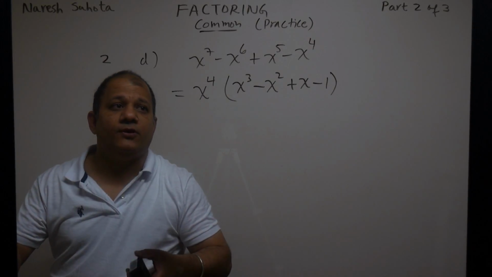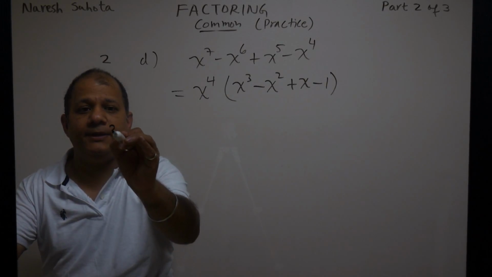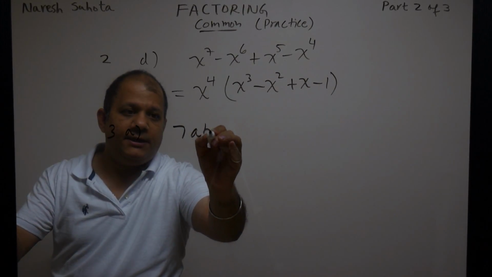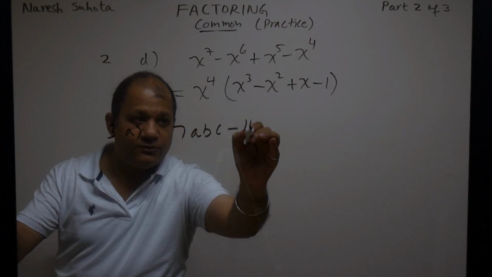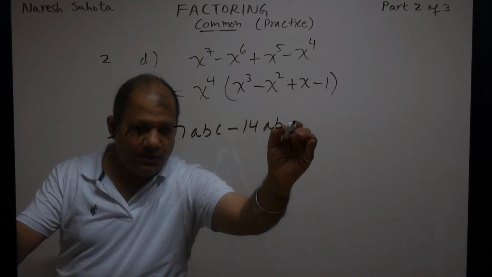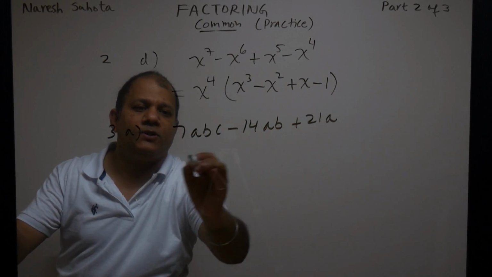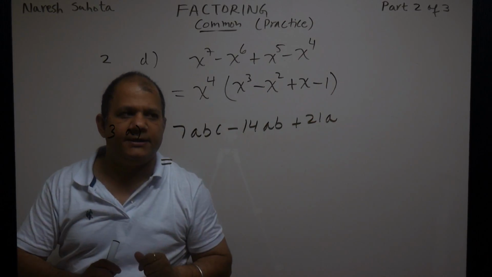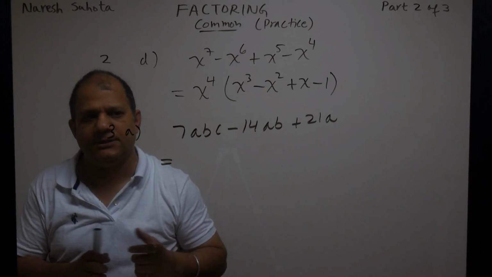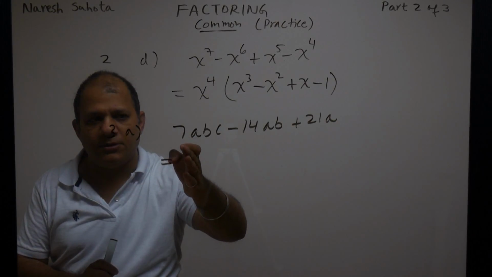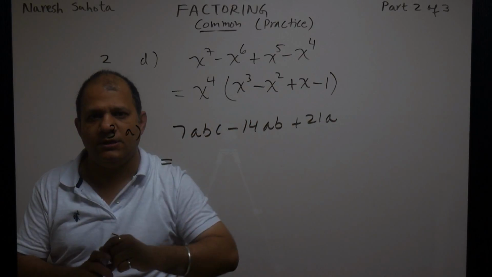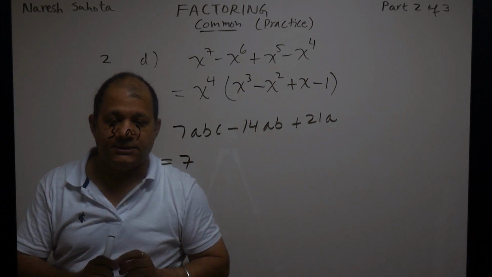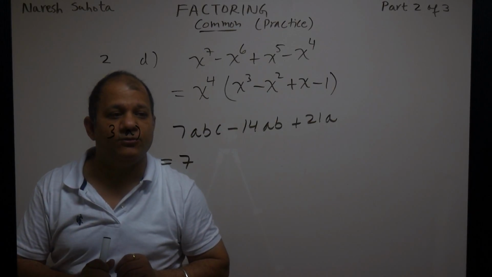All right, now let's move on to number 3. So question 3a. 7abc minus 14ab plus 21a. So the question really is, just different ways of writing different questions, but the concept is still the same, right? So let's look at the numbers. So we have 7, 14, and 21. So 7 is common, right? 7 goes into all three numbers. And that's the highest number that goes into 7, 14, and 21.